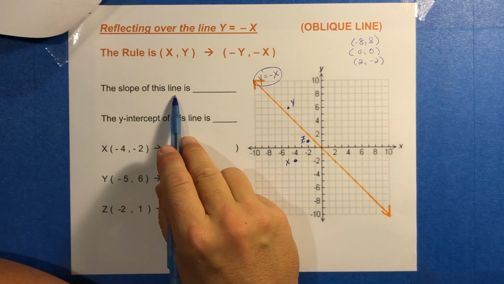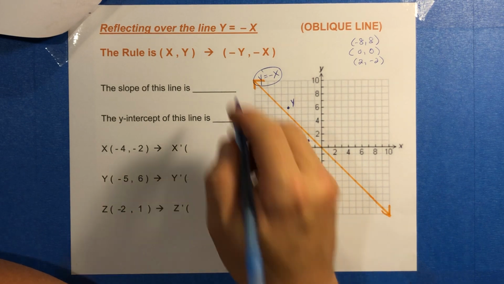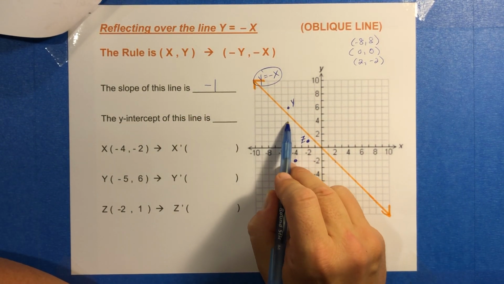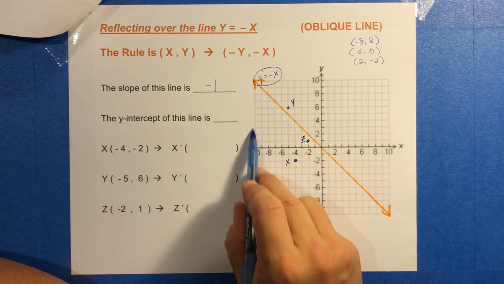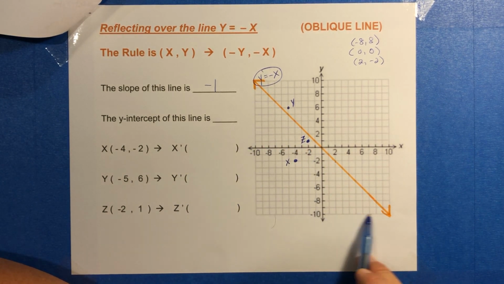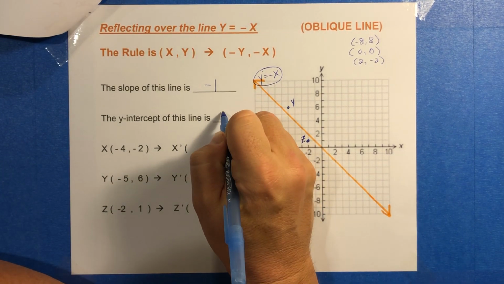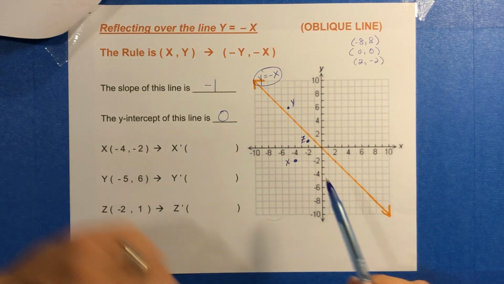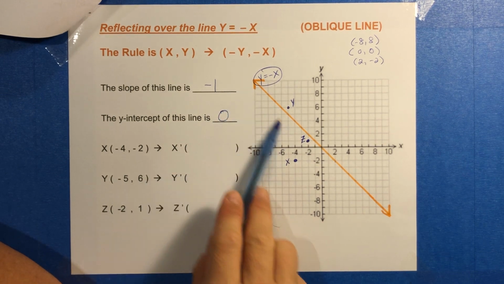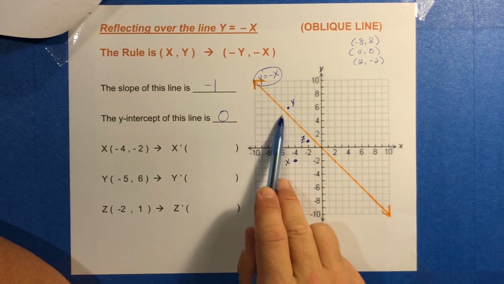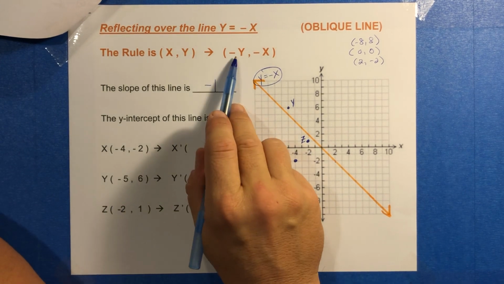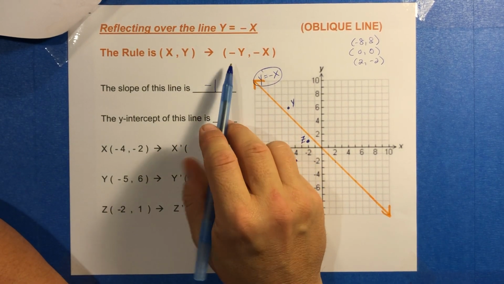So, ladies and gentlemen, the slope of this line is negative 1. It's going down 1, right 1, or down 10, right 10. The y-intercept of this line is also 0, passes through the origin. So it's basically the same as y equals x, except this is going through the second and fourth quadrant in a downwards fashion. All right, now this rule is a little trickier.